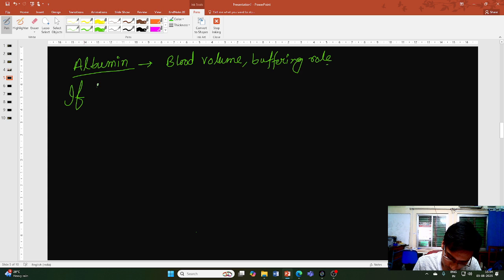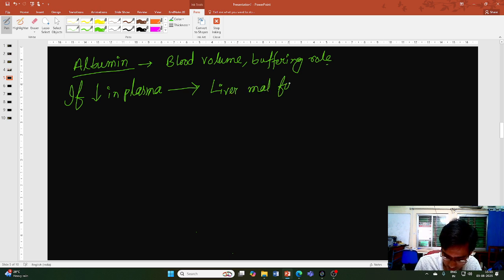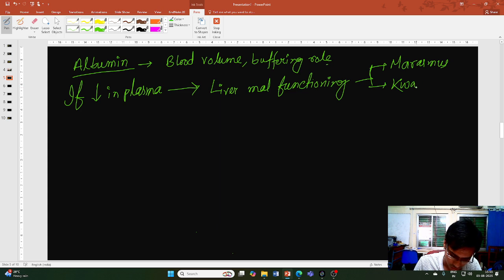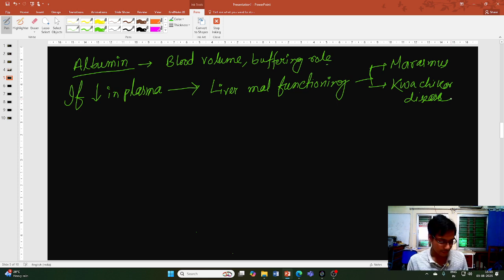So if albumin gets decreased in plasma, that can cause liver malfunctioning, and that also causes marasmus and kwashiorkor disease. So that is albumin.